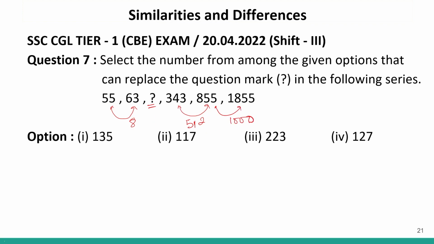Now, these numbers look very familiar. 8 is the cube of 2. Similarly, 512 is the cube of 8. And 1000 is the cube of 10. So I told you to remember cubes of at least 15 or 20. In questions like this, it comes in handy.